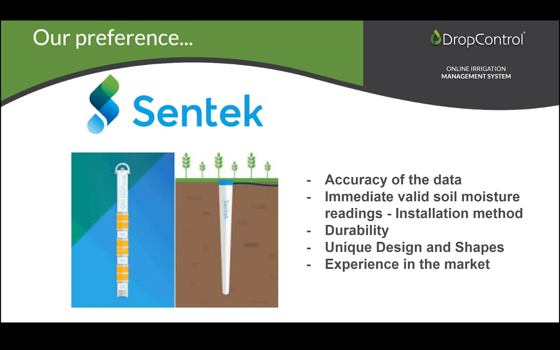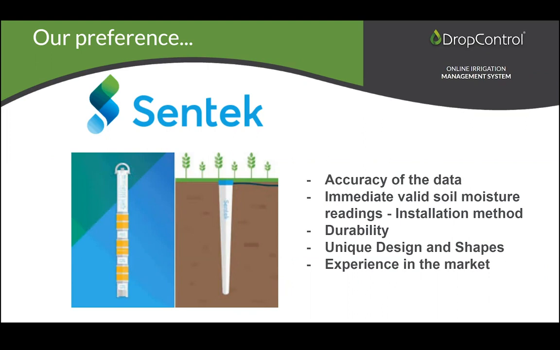And the reason why we recommend it is because of the accuracy of the data. The data is very accurate. We've had probes installed for more than 10 years. The installation method that they have is very unique. They have installation tools and installation methods that they recommend, so you don't have to do slurry to install the probe in the ground. The durability, as I said before, we've had a probe for 10-plus years. The unique design: the EnviroSCAN and the Drill & Drop are two probes that have their own unique design and their own installation method. The Drill & Drop is a tapered-shaped probe that comes with a tapered-shaped bit for you to drill it in the ground. So there are immediate, valid soil moisture readings.